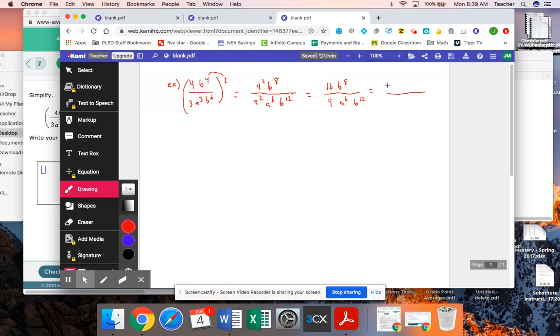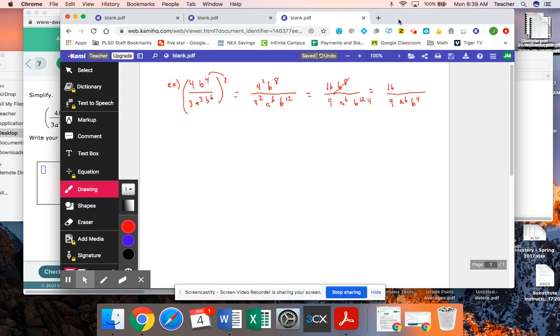Simplify that a little further. I can't simplify 16 and 9, so I'm going to keep those there. I do have 8 B's up top, 12 B's down low. When I'm done with it all, I'm going to end up with none up top and 4 down low. So I'm going to have B to the 4th. I'm going to leave a space because A to the 6th I didn't do anything with. A to the 6th, there's nothing else to combine, so I'm just going to write A to the 6th.